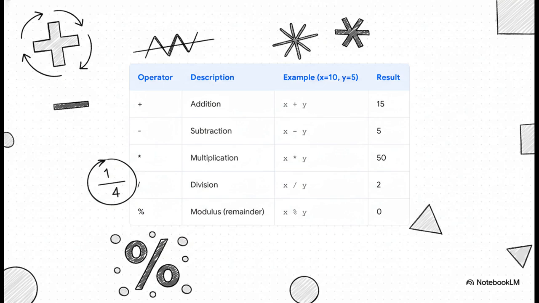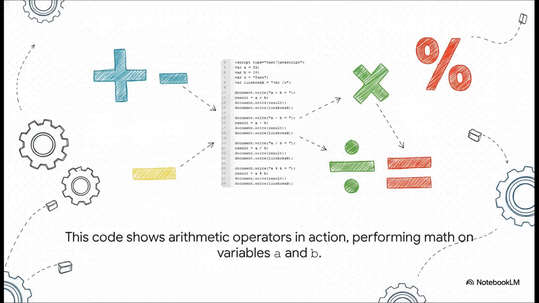And the most common operators are the ones we all recognize from math class. You can see them here. Plus for adding, minus for subtracting. You get the idea. That last one, the percent sign, is a little different. It's called modulus, and it's super handy. It just gives you the remainder after you do division. So for example, 10 divided by 5 has no remainder, so the modulus is 0. Simple as that. And here we can see those exact operators in a real script. We've stored some numbers in our variables a and b, and then we use the plus, minus, division, and modulus operators to calculate totally new results and then write them to the page. This right here is the heart of how programs do calculations.